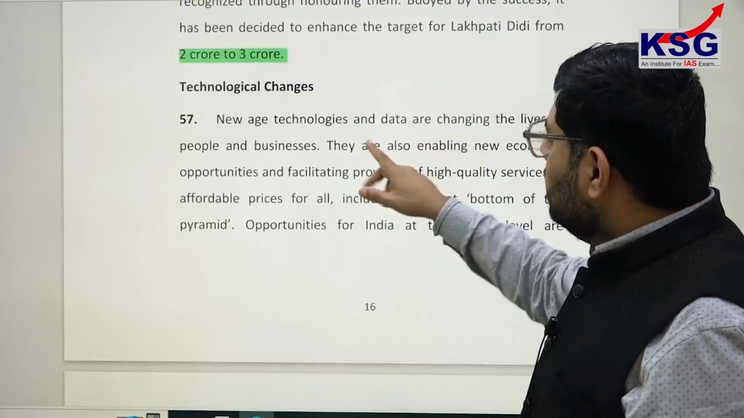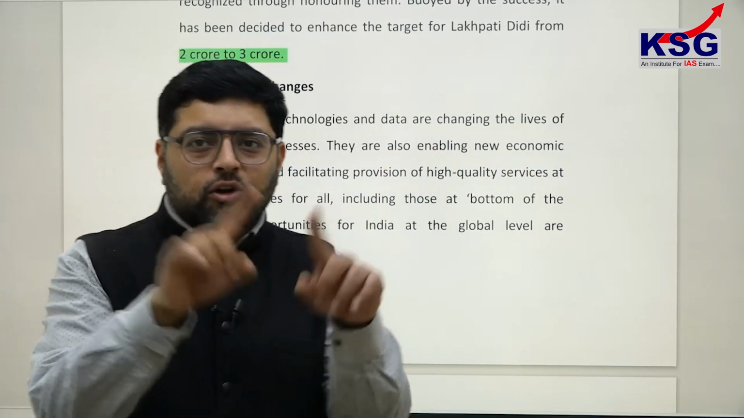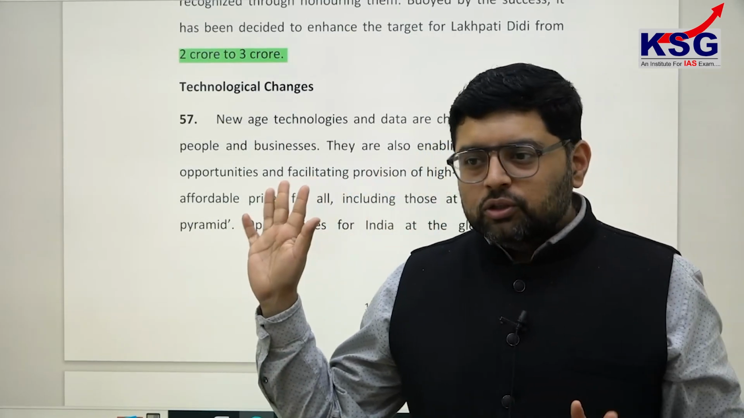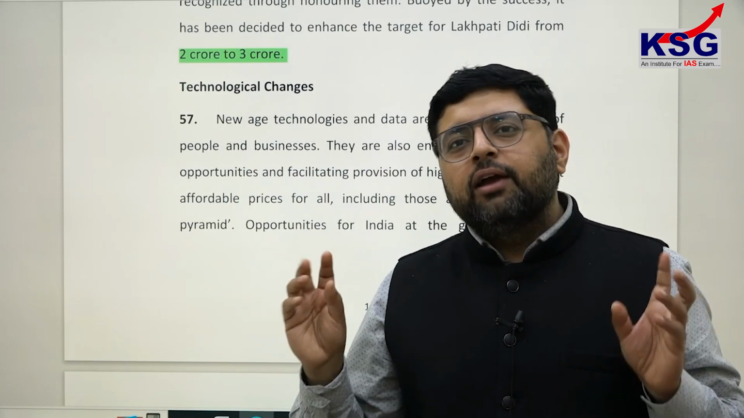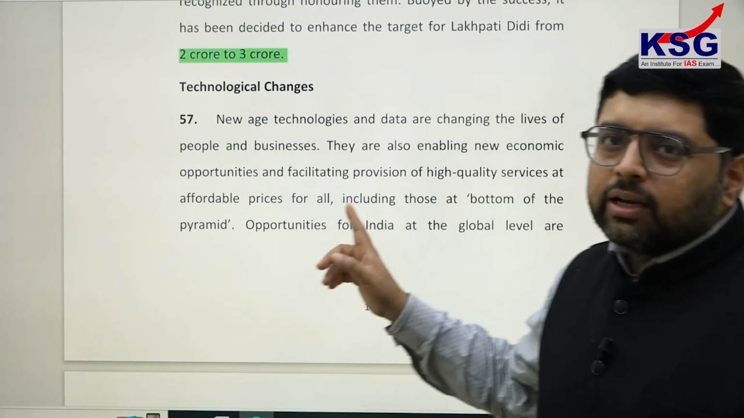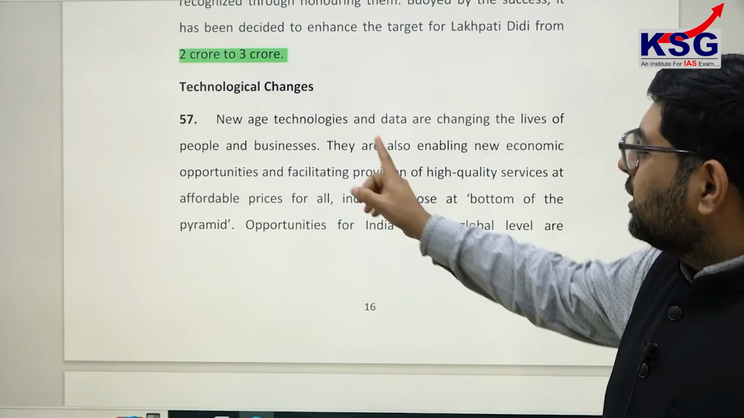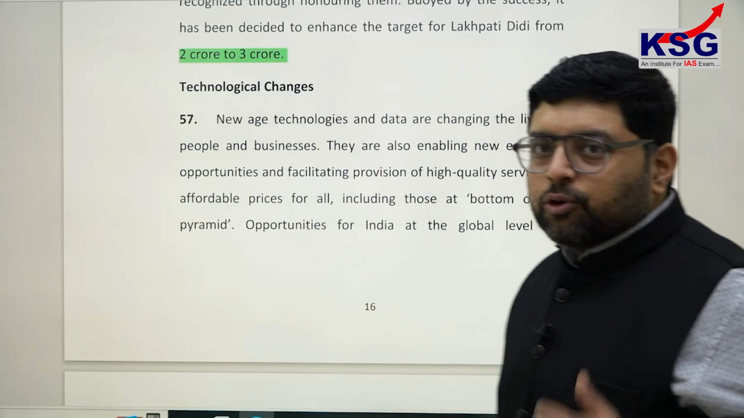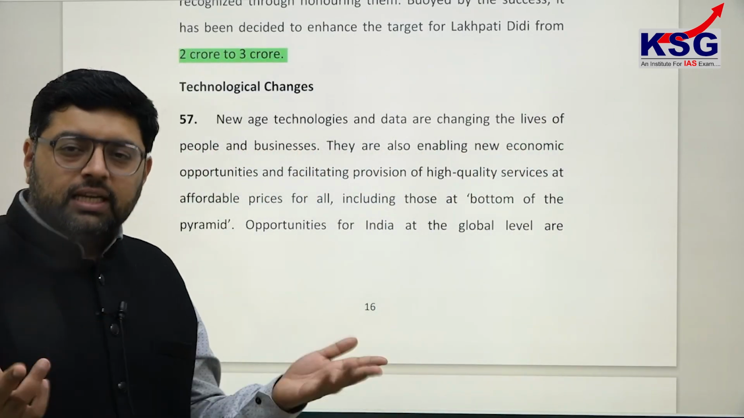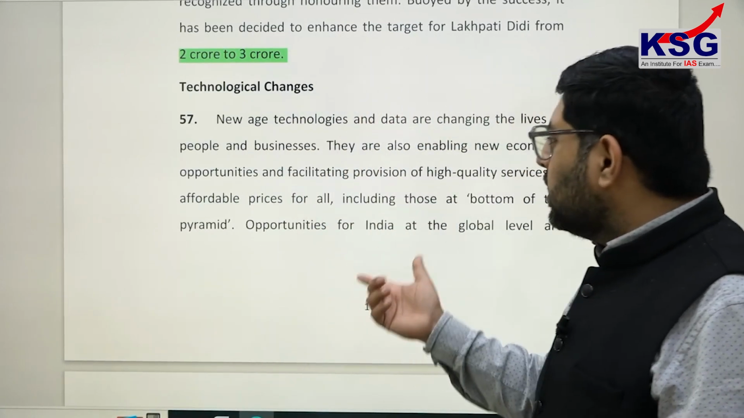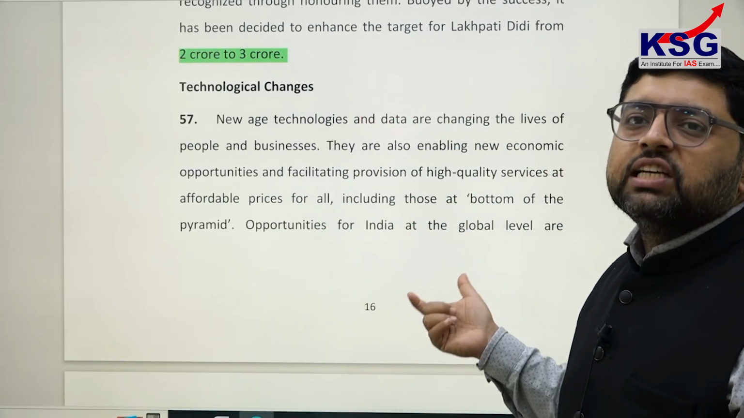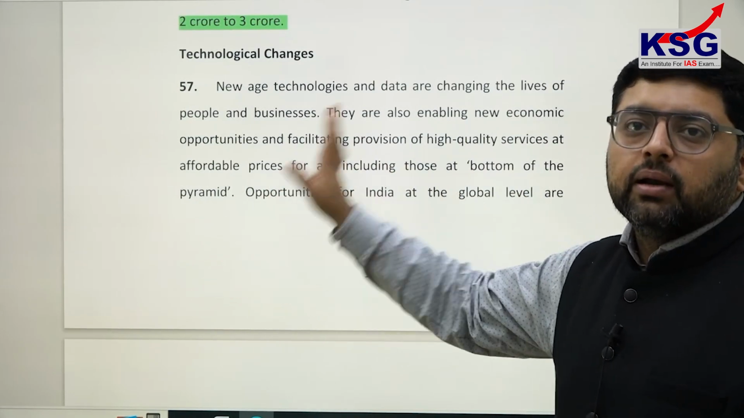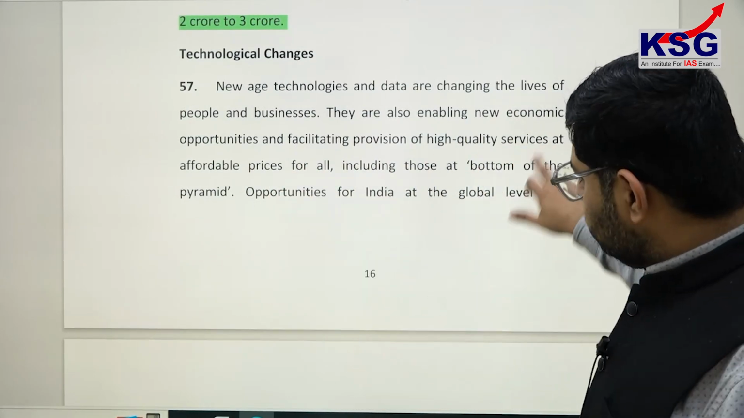Now, technological changes. Technology has become a part of everyone's life. Now we cannot stay without a mobile phone. The mobile phone is always with you every time, even during sleep. So ultimately, technological changes. Here the government says that new age technology and data are changing the lives of the people. And yes, it is true, no doubt in that. So you are listening to me, this is with the help of technology, a change in your lives. Now we want this technology to be used for generating opportunities, and in such a way that it should reach the bottom of the pyramid, means everyone must utilize it. Clear?